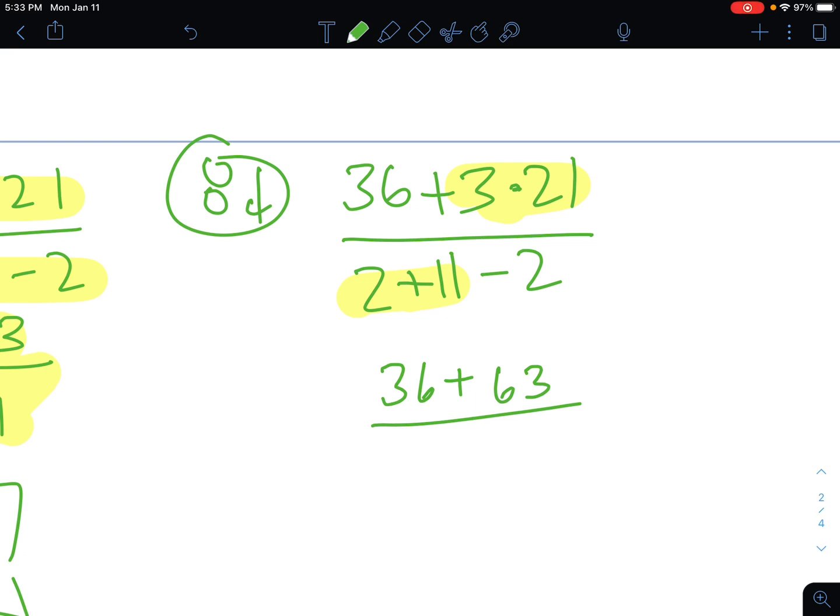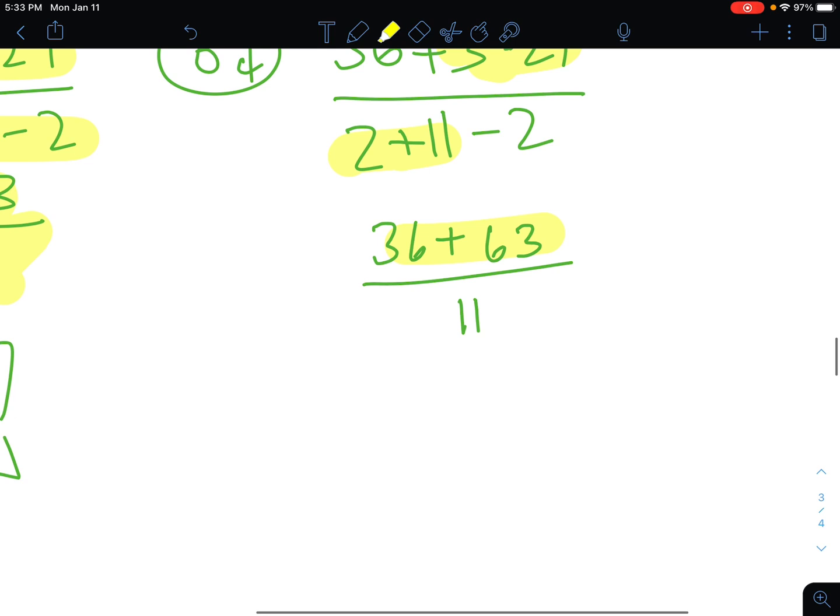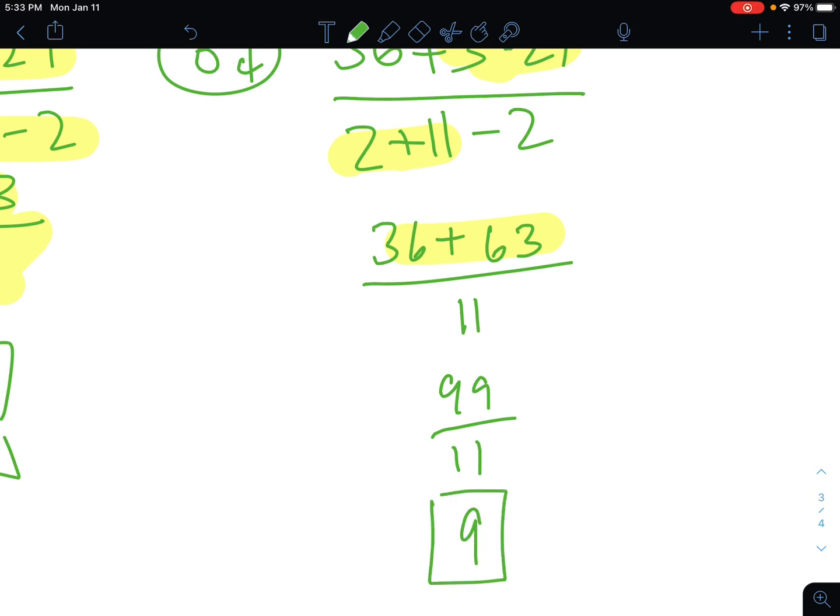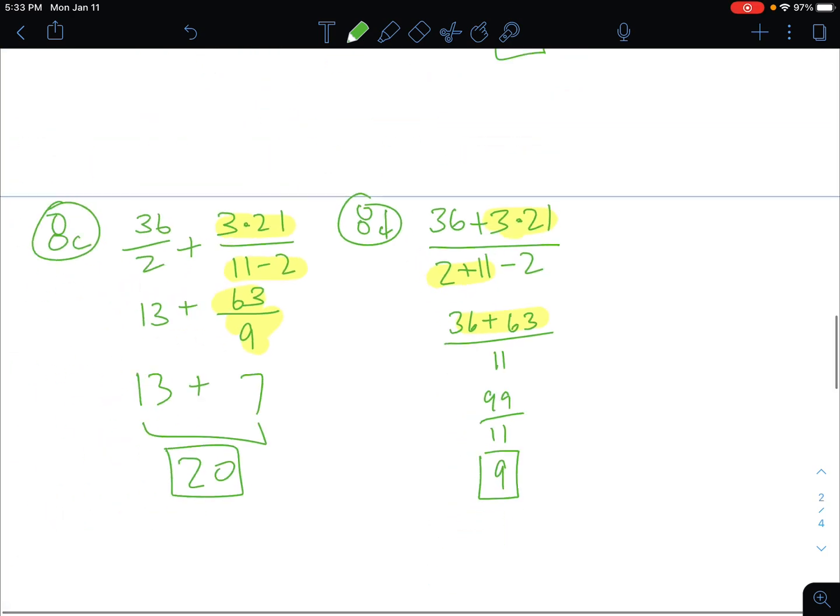We can save some time. 2 plus 11 is 13. Minus 2 is 11. At the top right here, we have 63 plus 36. 36 plus 63, that is 99 over 11, which 99 divided by 11 is just 9. And there it is, 8D.